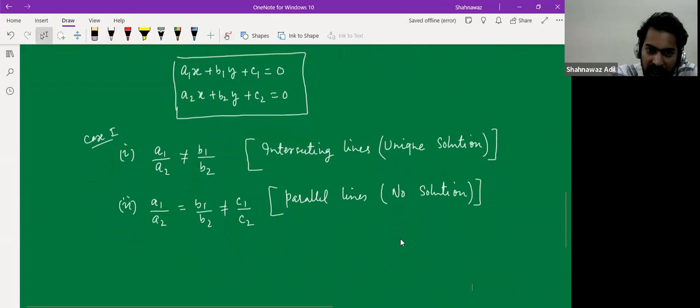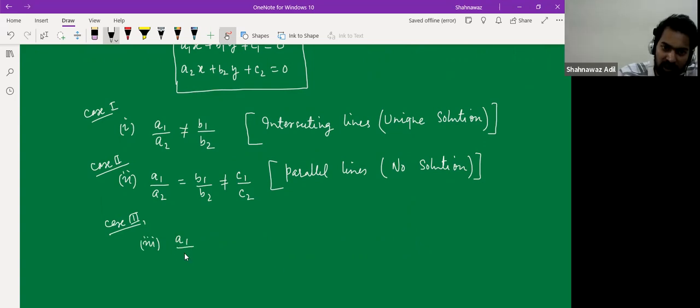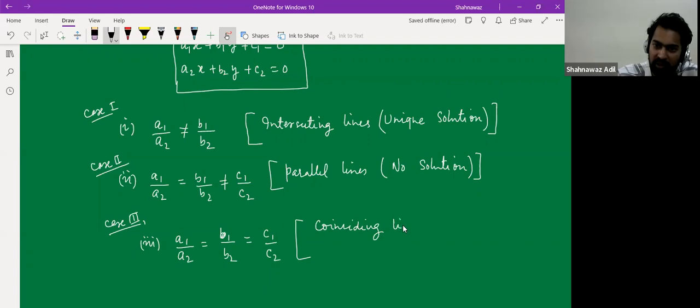Yes, sir. And the third scenario is for the coinciding ones, right? Yes, sir. So for the third one, all the ratios are equal. A1 by A2 is equal to B1 by B2, which is equal to C1 by C2, right? So this is for the coinciding lines, which have many solutions, right?